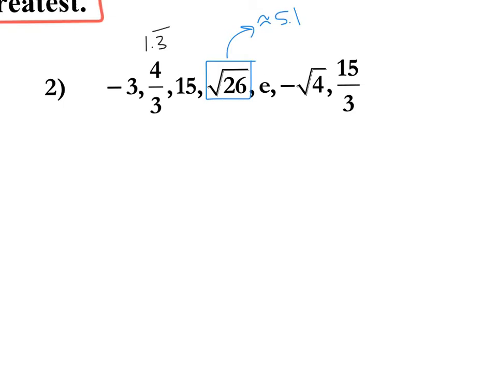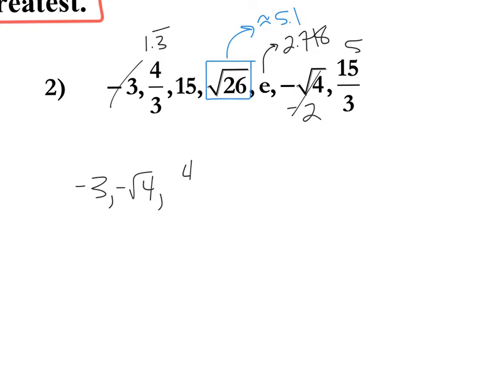E we learned about in one of our first sections. That's a decimal that is 2.718, and we will use that number a lot later in this course this year. Negative radical 4 is just -2, and 15/3 is 5. So again, we're going least to greatest. I'm going to take my smallest negative number first, which is -3. My next negative number is negative radical 4. I've done that one and I've done that one. What would be next? I've got 4/3, which is 1.3 repeating.